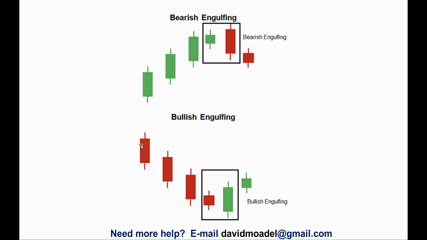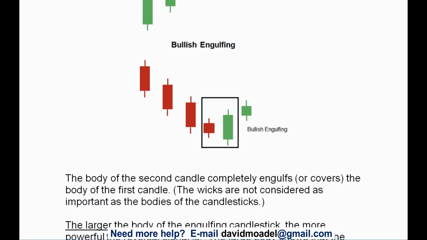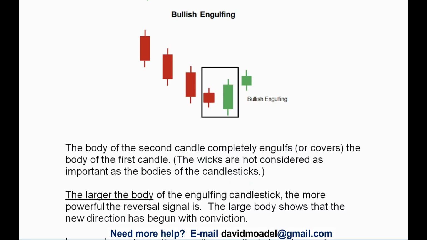And this is the bullish engulfing. You got the candlesticks going down, and here's the bullish engulfing pattern, and you might expect the candlesticks to start going up because the body of the green candle fully engulfs the previous red candle's body. All right, and here's some interesting points about that. The body of the second candle completely engulfs or covers the body of the first candle.